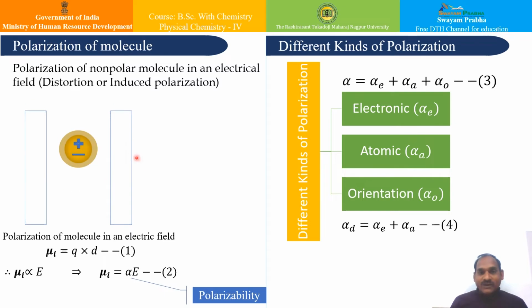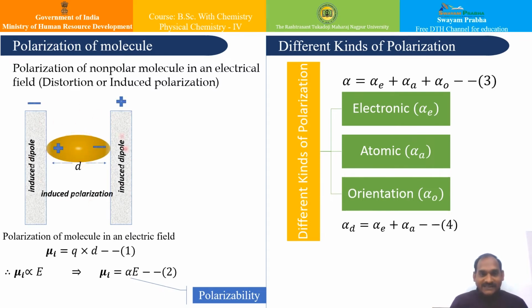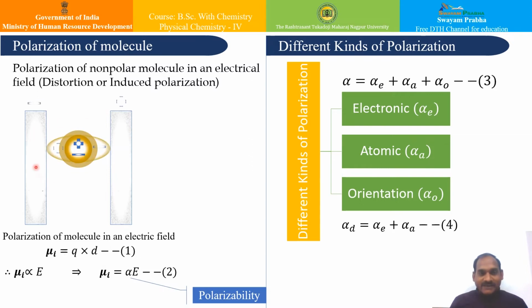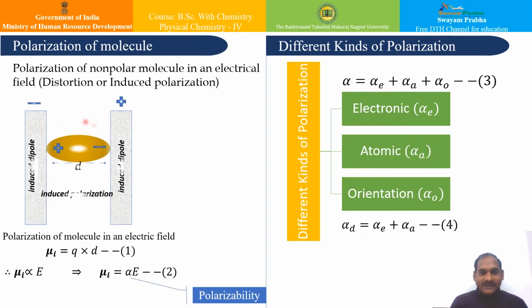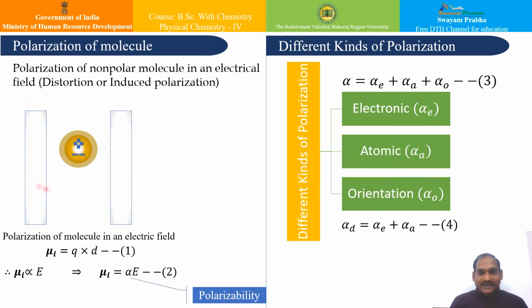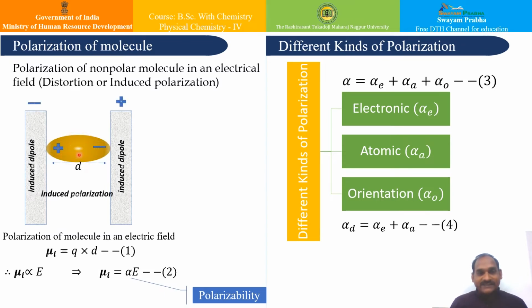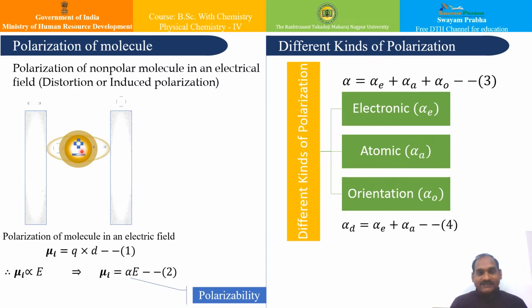However, when such a molecule is placed in an electric field, you can see the shaded color is represented by the presence of the electric field. So whenever such a molecule is placed in an electric field, there is a displacement of electrical centers. You can see it here: the positive will go to the negative electrode and the negative will go to the positive.